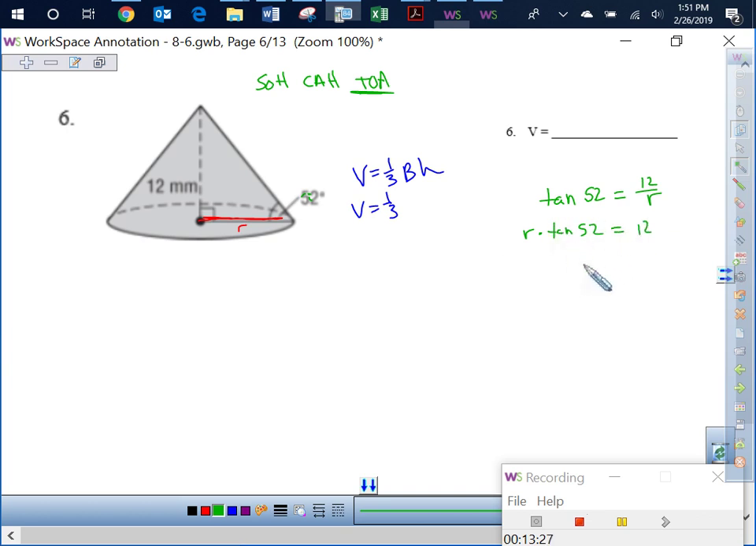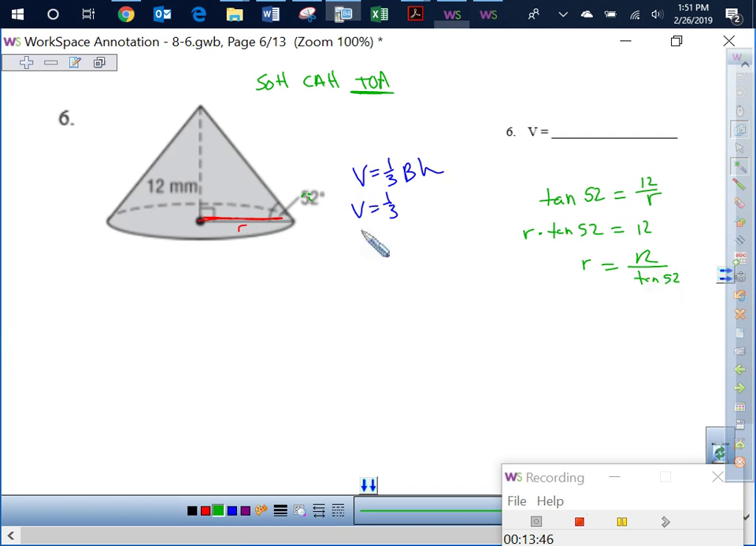So the last move here is to divide by tangent of 52. But there's no need for me to punch that in. I know it's going to be nasty, right? All I cared about is that this is the radius. Let's go use this number and put it into our formula.